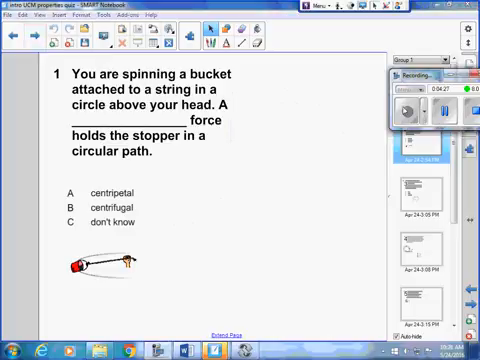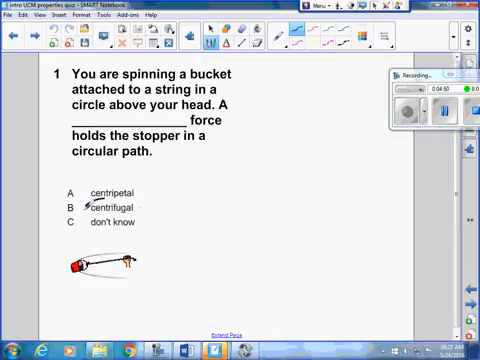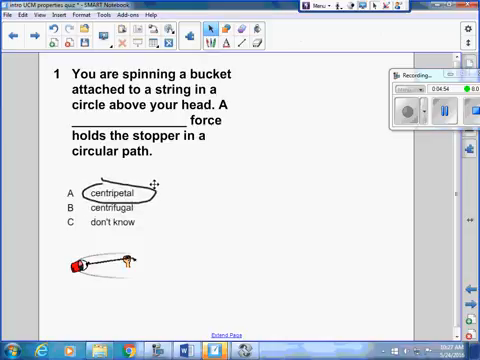You are spinning a bucket attached to a string in a circle above your head. What kind of force holds the stopper in a circular path? Is it centripetal, centrifugal, or maybe C, you don't know? How many people said C? No one said C? The correct answer is A, centripetal. Centripetal force holds the stopper in a circular path.